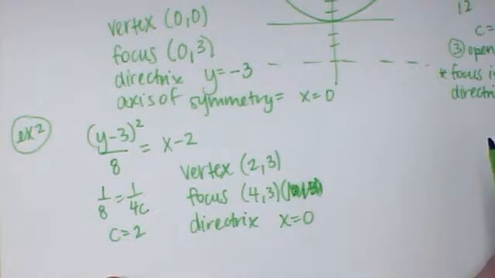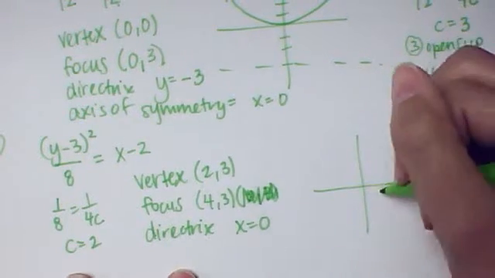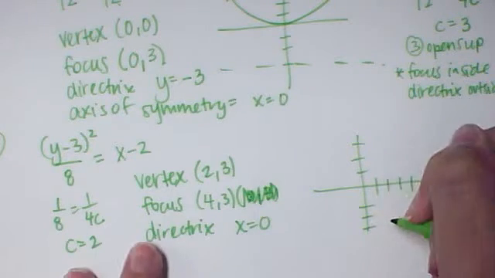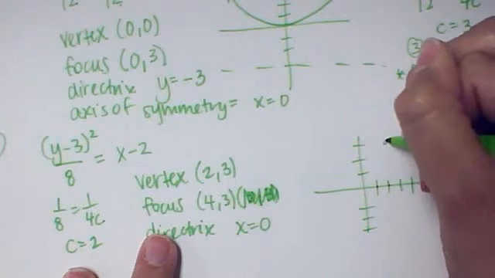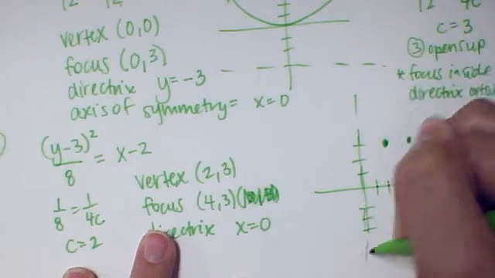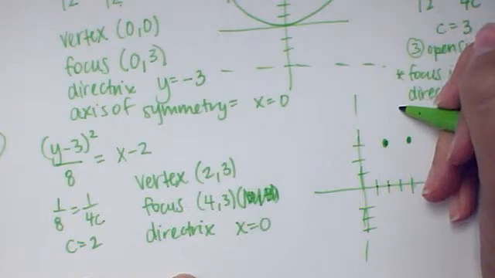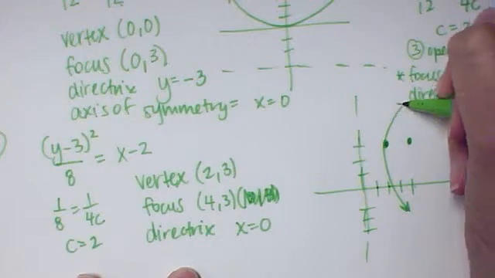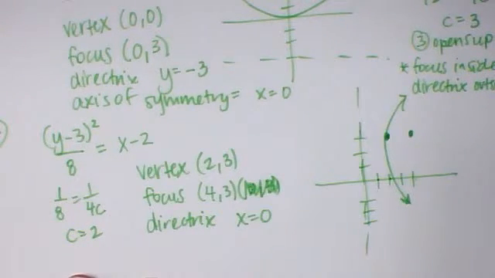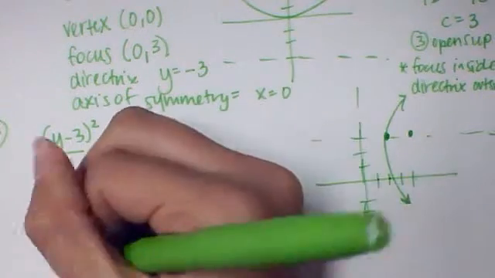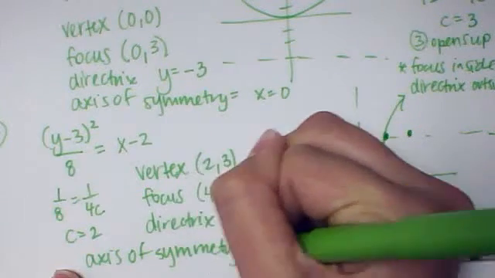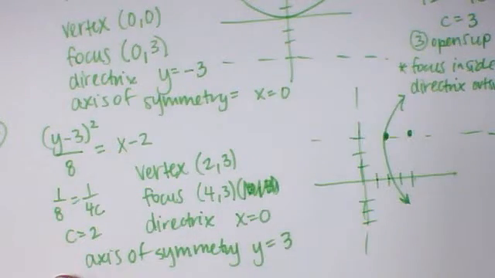And let's go ahead and start to graph that. So I'm going to graph 1, 2, 3, 4, 1, 2, 3. My vertex, 1, 2, and 3. My focus is at (4, 3), and my directrix is at 0 because it's in the opposite direction. It's positive, so it's going to open right, like so. And my axis of symmetry is right here at y equals 3. And that is it.